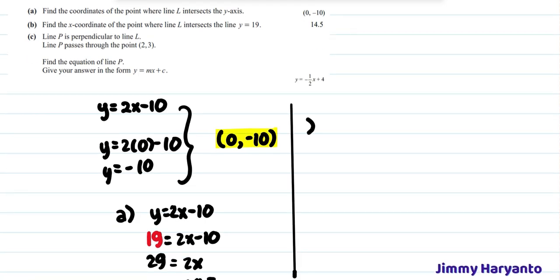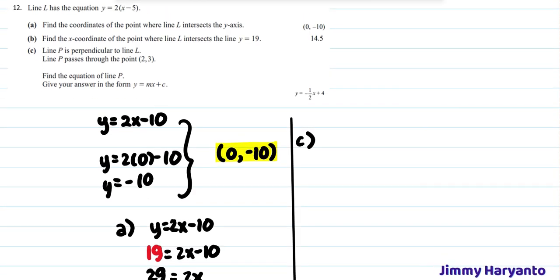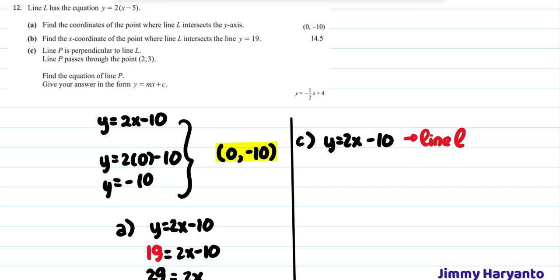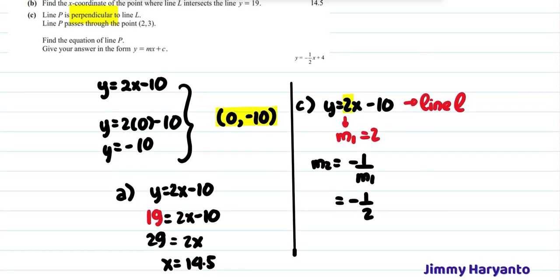Next is C. For the C, P is perpendicular to line L. So the gradient of the line L, I will label this one first. This one is line L. The gradient is 2. When you read perpendicular or parallel, you will need the gradient, guys. m1 equals 2. Because it is perpendicular, the second gradient equals negative 1 over the first gradient. So negative 1 over 2. And then the next thing is it passes through point (2, 3).